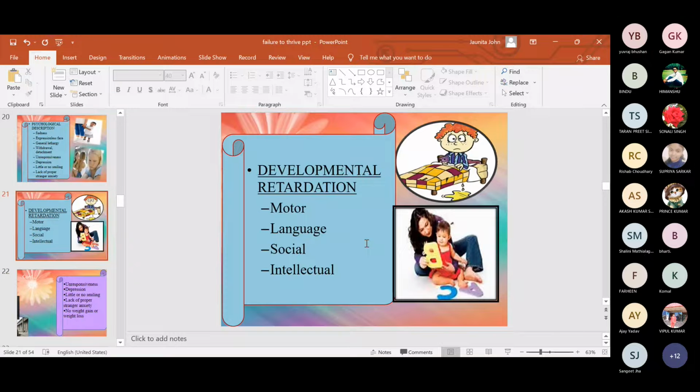Next is developmental retardation as well. They will not be able to develop. The development will be retarded, or you can call it slow development. Motor, language, social, intellectual, everything will be affected. Motor means all your skills, motor skills will not be developing properly. Look at the first picture, you can see that if they are eating, they are also spilling it. And in the second picture you can see the mother is teaching a toddler ABCD.